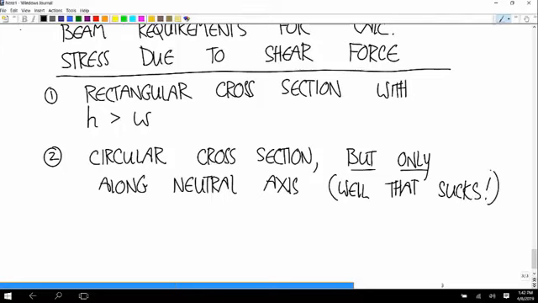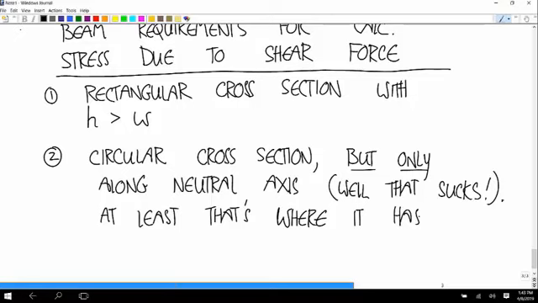Might as well not know anything about it then, except, well, it turns out that the neutral axis is where the stress due to shear force is the biggest. So if you have a really significant stress due to shear force, at least you can figure out what it is at the maximum. That's where it has the greatest absolute value.